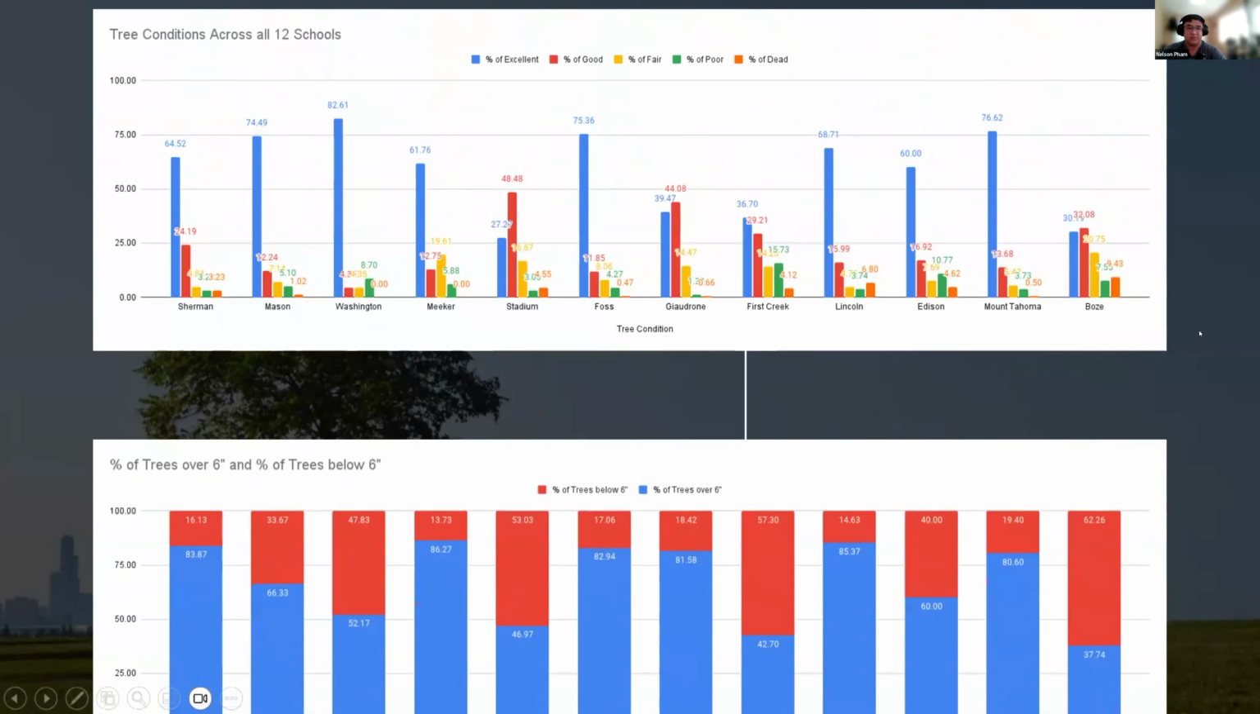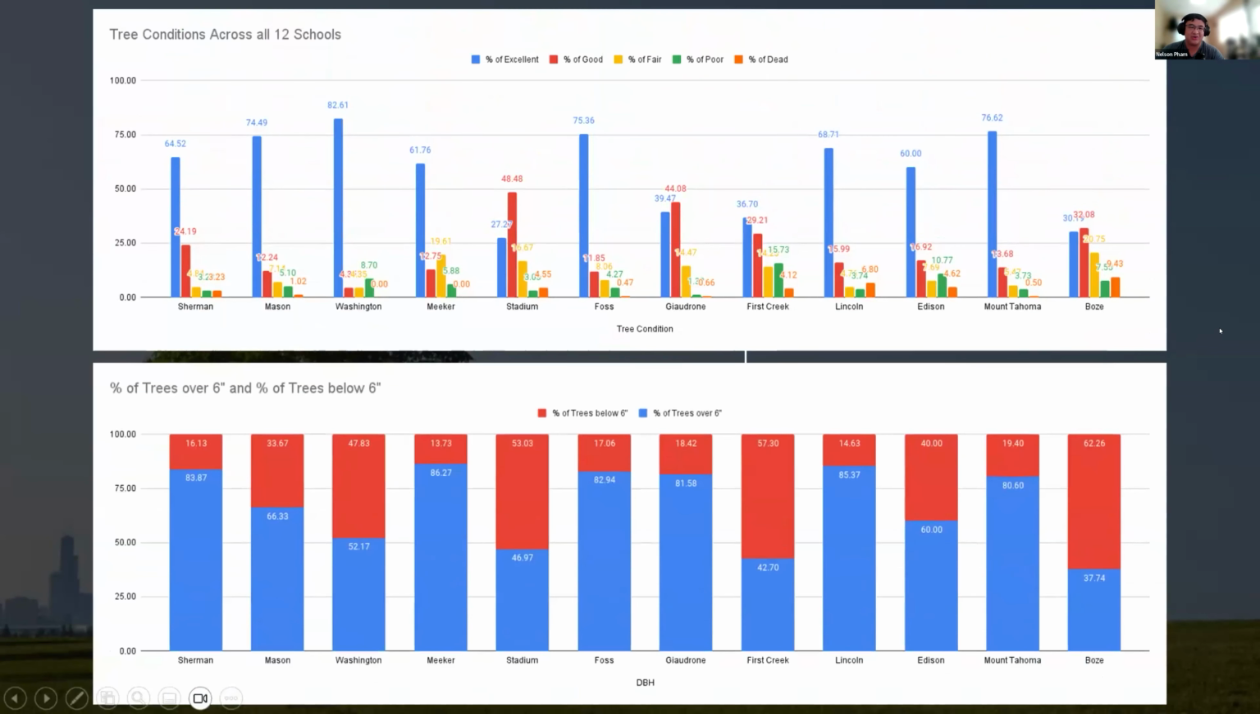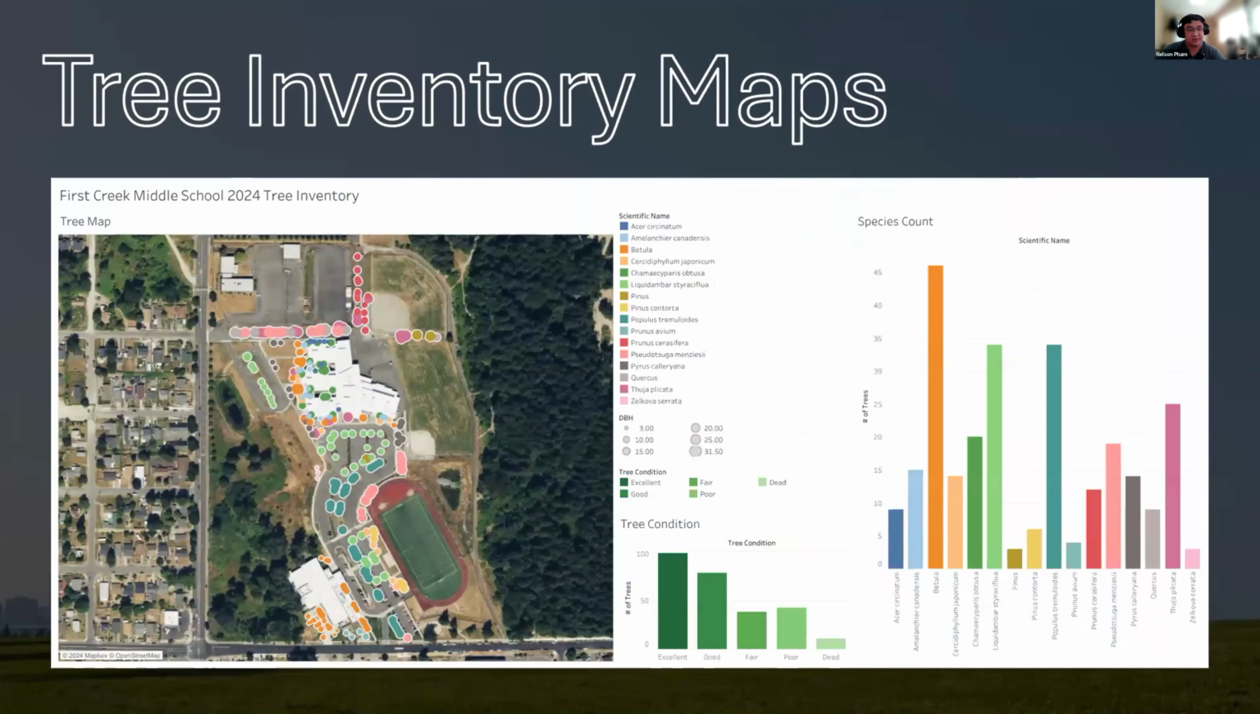So here is what my data looked like in Excel. I can't show all my findings, and I plan on presenting those at a later time and date because it is a lot. So these are tree conditions across all 12 schools, and then this is the percent of trees over 6 inches and percent of trees below 6 inches. I can run some more models and analysis later, but I don't have time to go through that right now. So here are the tree inventory maps.